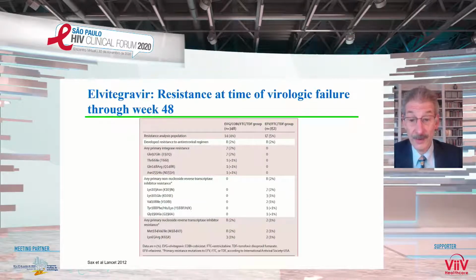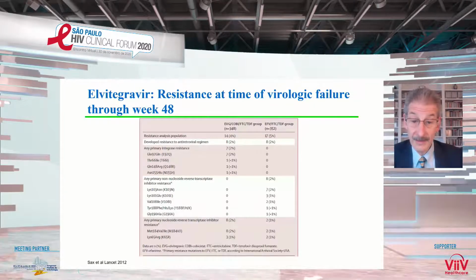The same was true with Elvitegravir. This study shows the comparison of Elvitegravir given as a fixed-dose combination with cobicistat, FTC, and tenofovir in the TDF formulation to the fixed-dose combination of efavirenz, FTC, and TDF. You can see that there were about 15 or so patients in each group who had resistance testing done at the time of virologic failure, making up around 5% of the total study population.